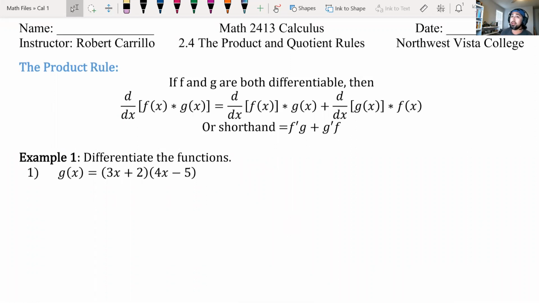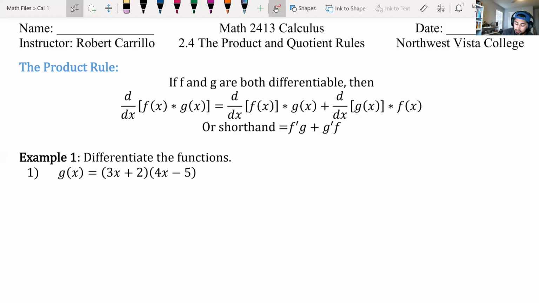It says if f and g are both differentiable, then the derivative of f of x times g of x is given by the derivative of f times g plus the derivative of g times f. So to keep it really simple, I wrote it below. Just know this formula for the product rule: f prime g plus g prime f. That's all we're going to follow there.